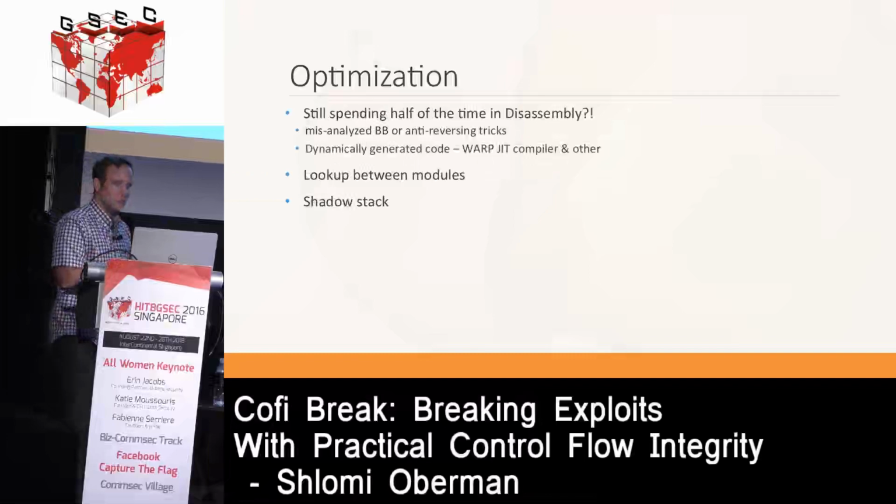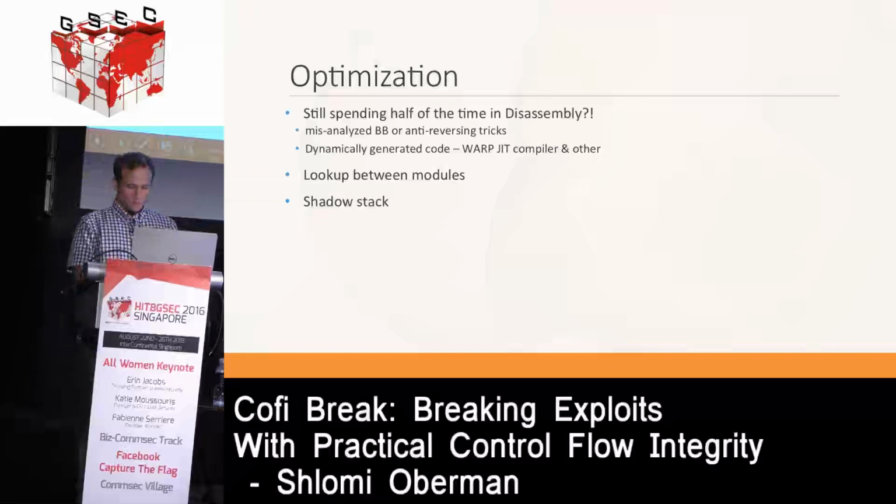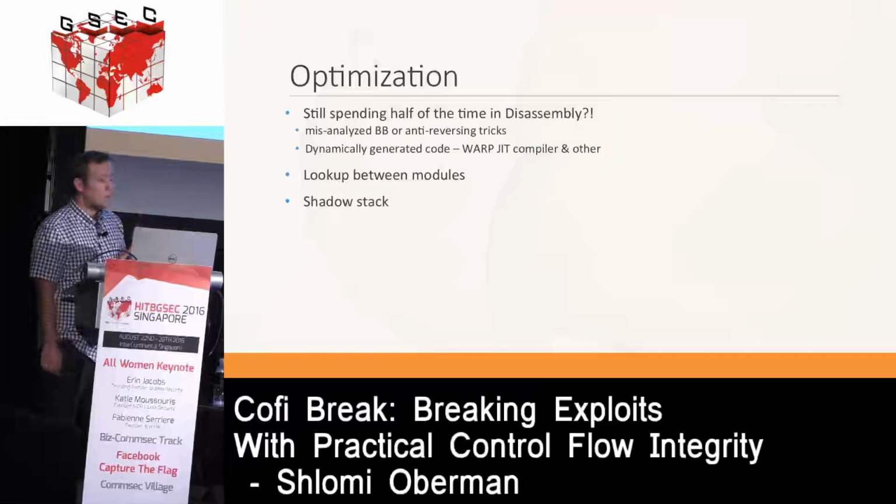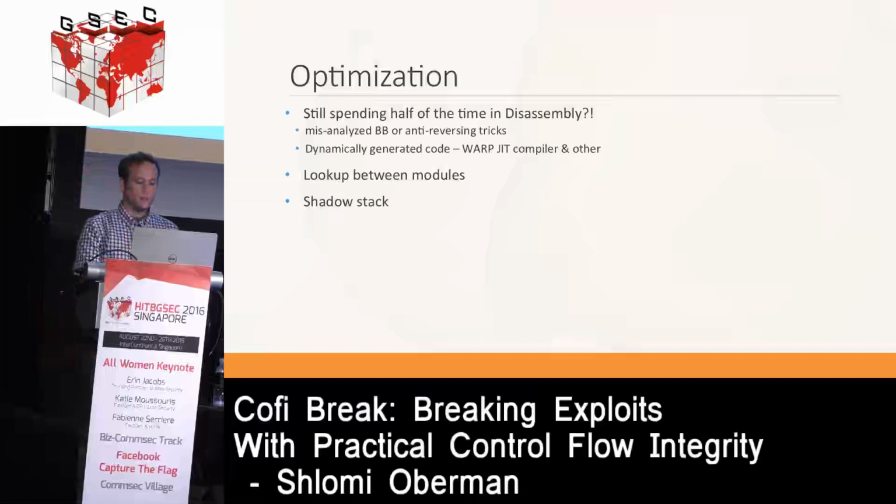But then I looked at what we're still spending time with. Still a lot of time in disassembly, and quite a lot of time on the lookup between modules and the shadow stack. These are all taking up quite a lot of time. Disassembly because of misanalyzed basic blocks, but also because of some dynamically generated code. I was working on Adobe PDF files, PowerPoint, and the entire Office suite. They used some dynamically generated code for graphics, what's called the Warp just-in-time compiler, and this obviously was not pre-analyzed.